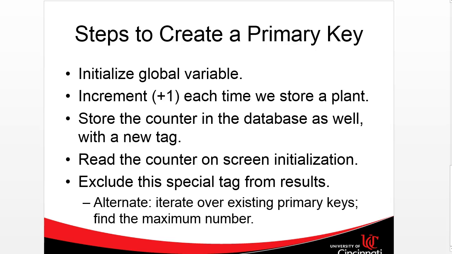Now, one trick is all of this gets saved in the same database, so we have to exclude this special tag that represents our highest primary key from any results. There's an alternate approach where we can just look at all the primary keys and find the highest number. That one might be a better approach, especially for a small number of records.